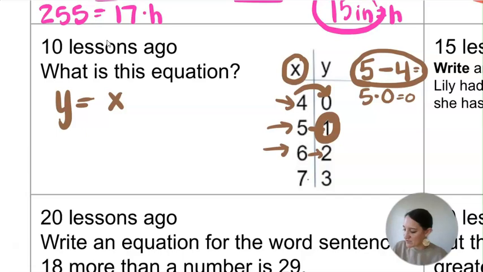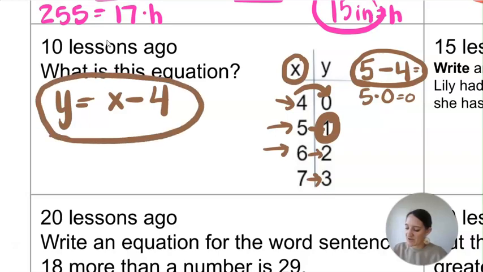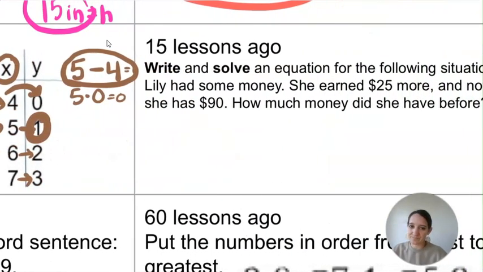6 minus 4 is 2. 7 minus 4 is 3. So the rule is whatever the x is, we're going to minus 4, and that will give us the y. So that is the equation for that xy chart.